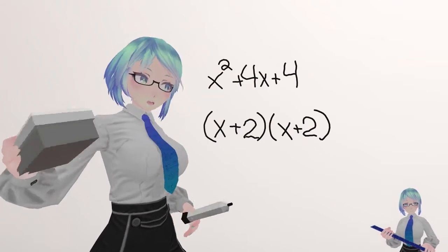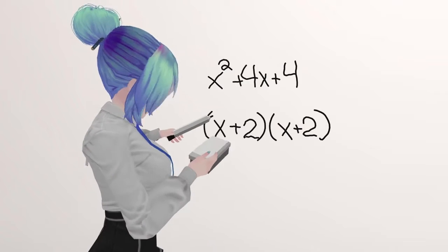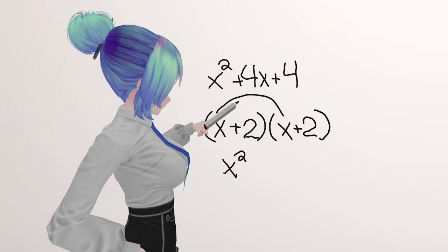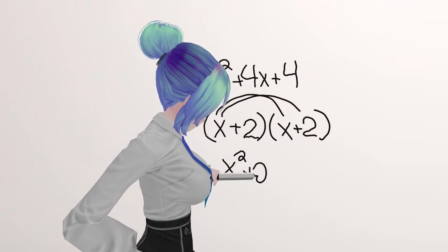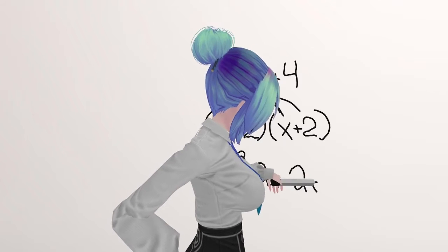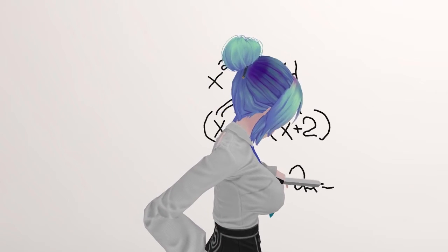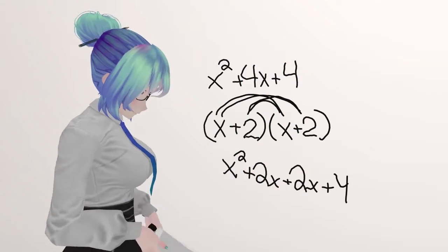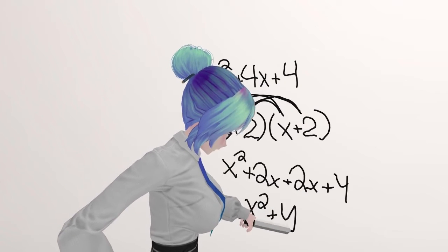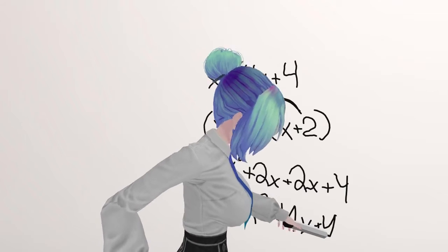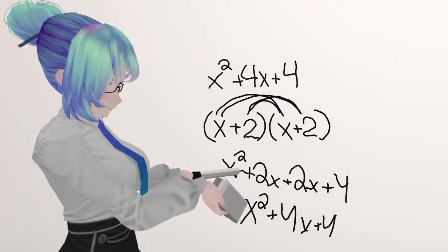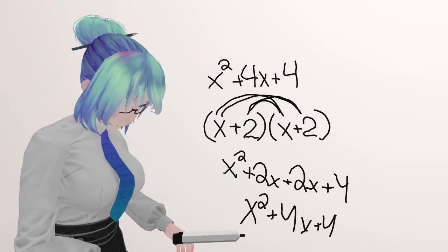And for those of you that still aren't seeing it, remember that we have to distribute this. X squared plus 2x plus 2x plus 4. Right? X squared plus 4x plus 4. There you have it. Okay? Factoring. Let's try one more example.